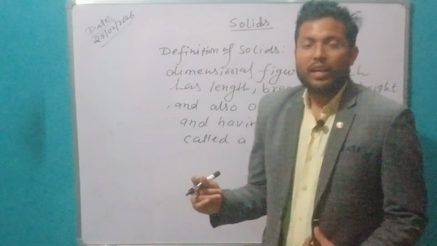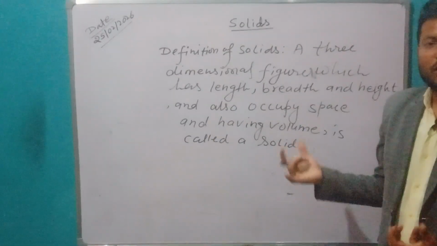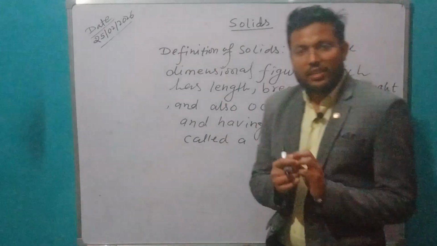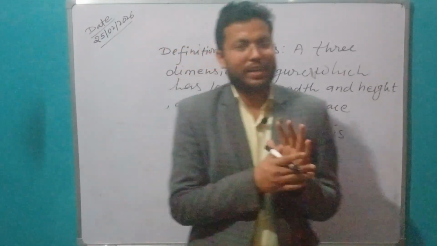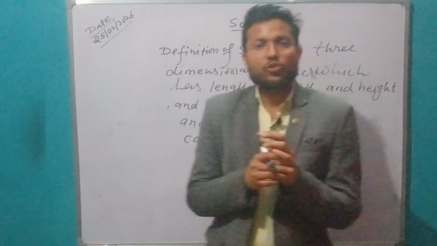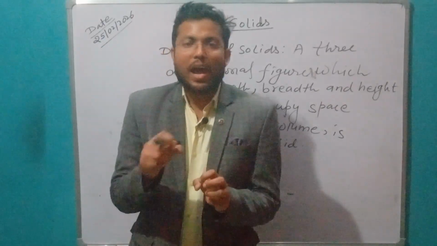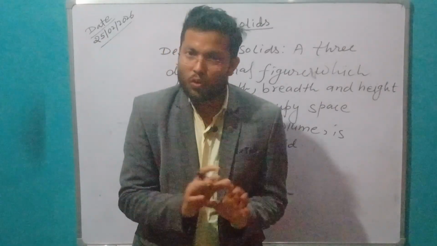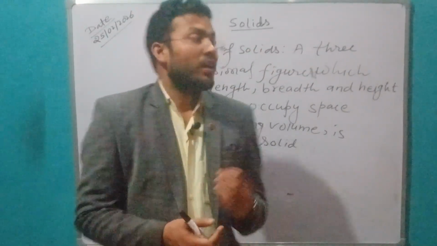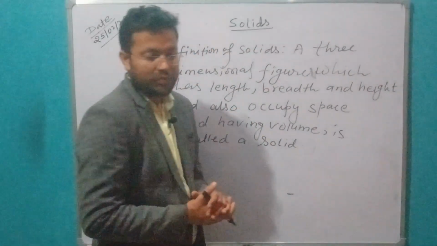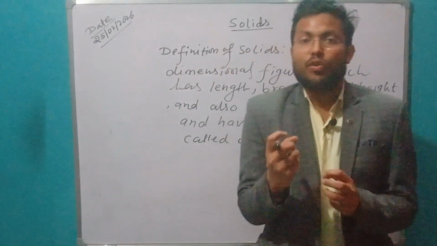So it is clear from the definition what solids are. A solid is nothing but a three-dimensional figure which has length, breadth and height, and it also occupies space and has volume. Okay, no problem. So the next thing is, what is the meaning of volume of a solid?